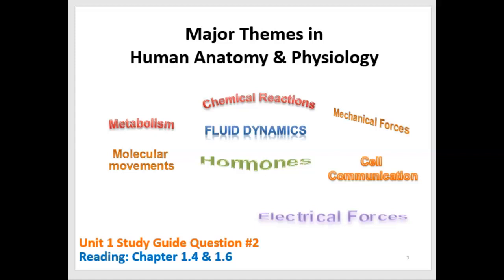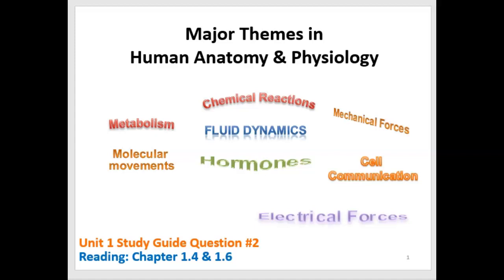So there are many processes or themes that you will encounter over and over again as you study A&P1 and A&P2. And on this slide, there are some listed, such as metabolism, which is just the sum of all the chemical reactions that take place in your body. That we'll talk about with every organ system.